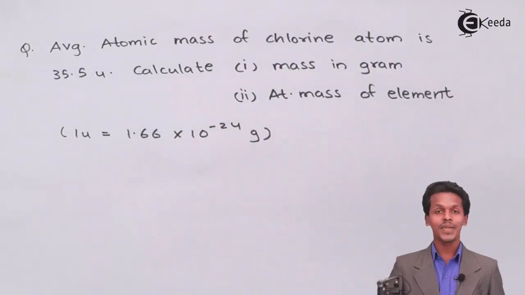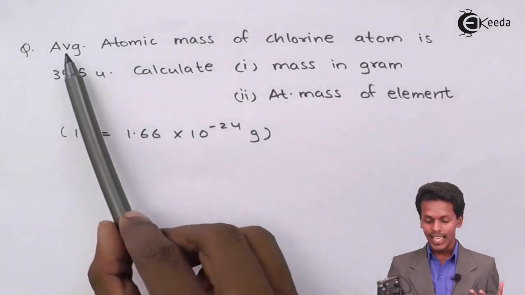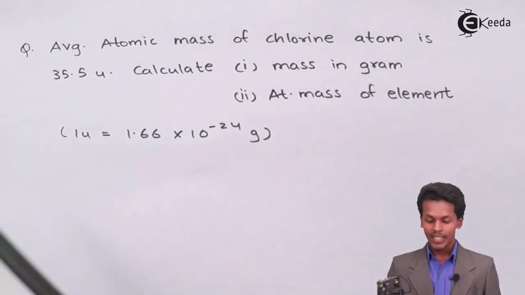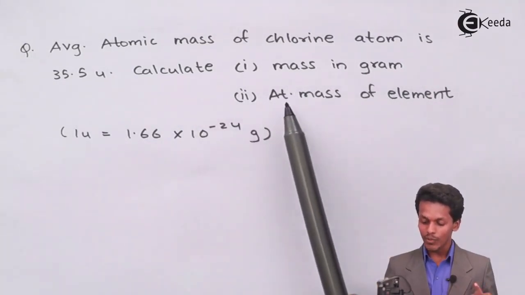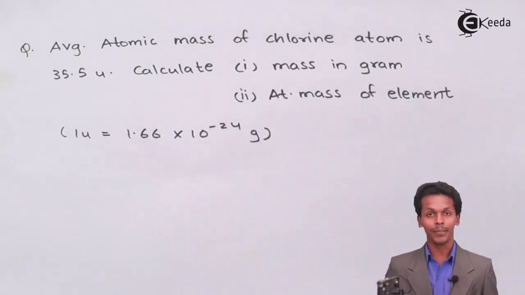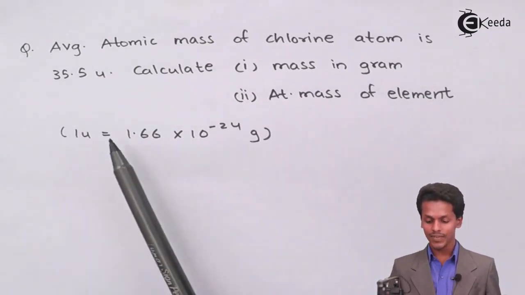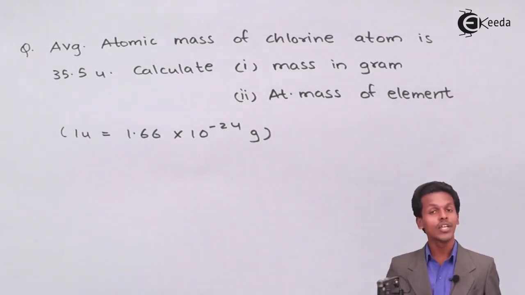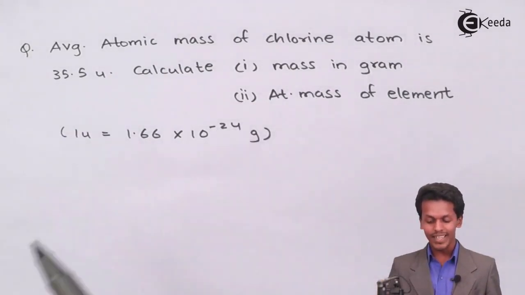So this is a numerical which is based on the average atomic mass. So let us see and let us find out the answer. They have provided us the average atomic mass of the chlorine atom as 35.5 unified mass. From that we have to calculate what will be the mass in gram, and we have to calculate what will be the atomic mass of the element. And in this case they have given us a detail also, that for one unified mass we can convert into gram as 1.66 into 10 raised to minus 24 gram. So it will be very easy to calculate what will be the mass of the chlorine in grams.